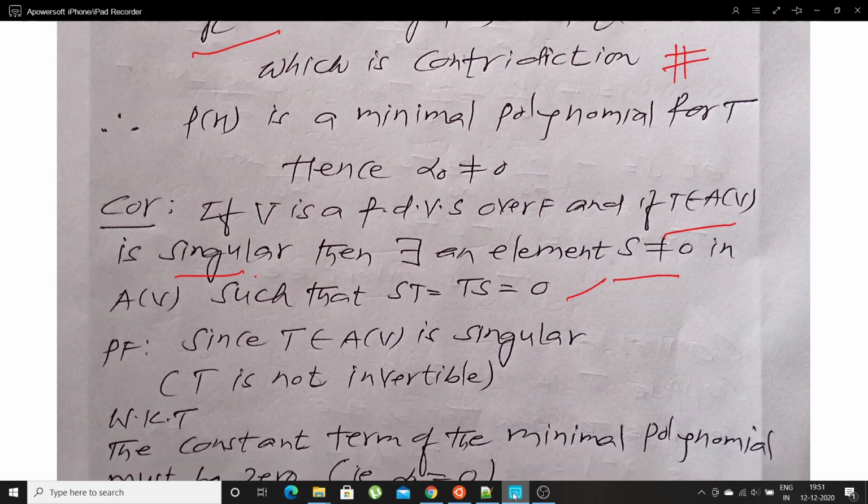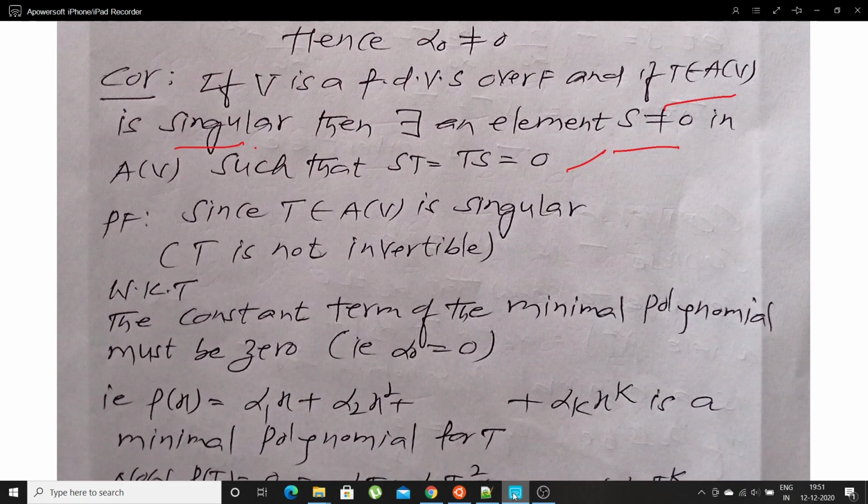Okay, let me prove this corollary. Since T in A(V) is singular, that means not regular. Not regular means not invertible. Not invertible means left invertible is not equal to right invertible. Okay, I'll take the help of the previous theorem, an important theorem. That is, the constant term of a minimal polynomial must be 0.